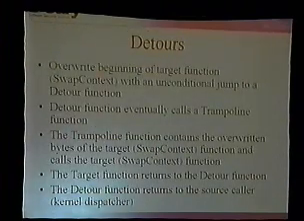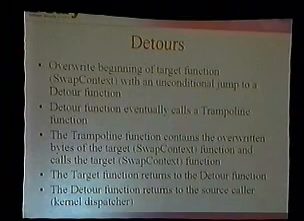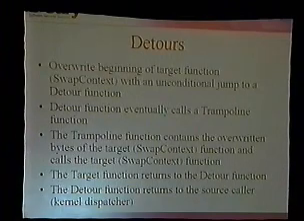So what you would do is overwrite the beginning of swap context to jump to your detour function. Your detour function has a call into a trampoline function. The trampoline saves off the original bytes that got overwritten, and then at the end the trampoline will jump into the original function, which was swap context in this case. And then when swap context returns, it'll jump back into the detour function. So you could do filtering or sanity checking or whatever there.